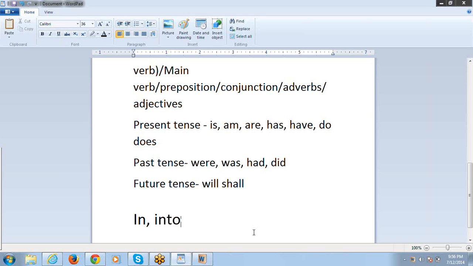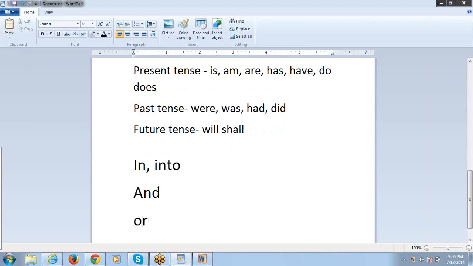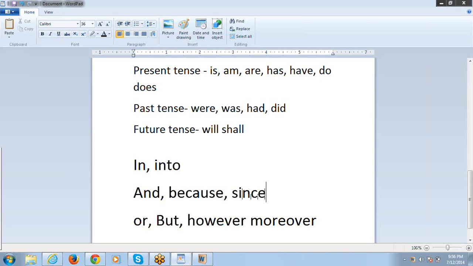Are you clear on it? Yes, ma'am. Any problems with this? No. Okay. So conjunctions are basically the words I'm writing for you: and, or, but, however, moreover, then, and probably you might have because, since, for, as.